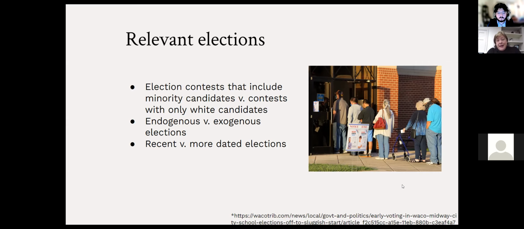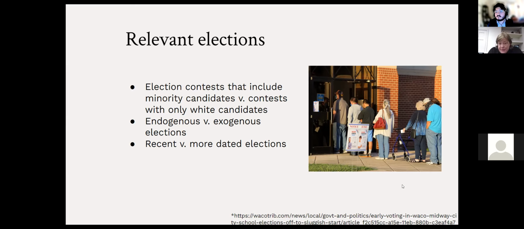Now, the courts again have said that endogenous elections are the most relevant, and this is particularly true when you're challenging districts that have been in play for a while and you actually have elections to analyze for those districts.